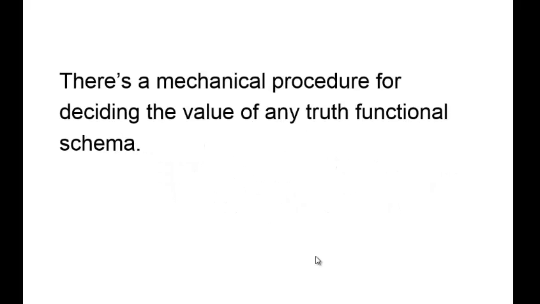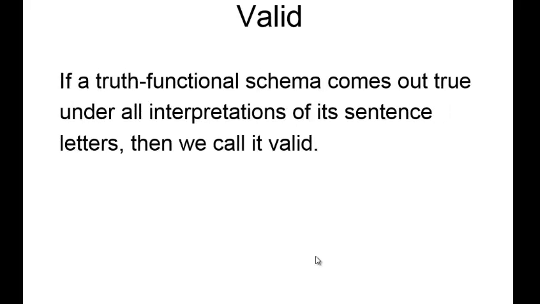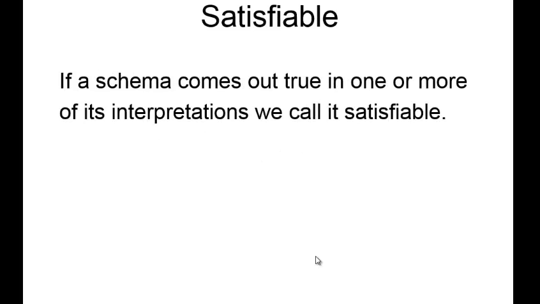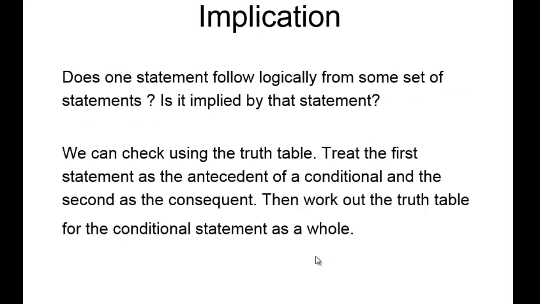So we've seen that there's a mechanical procedure for deciding the value of any truth functional schema, and we saw how that recipe works. So what we're going to say is that if a truth functional schema comes out true under all interpretations of its sentence letters, then we'll call it valid. If it comes out true in one or more of its interpretations, we call it satisfiable.